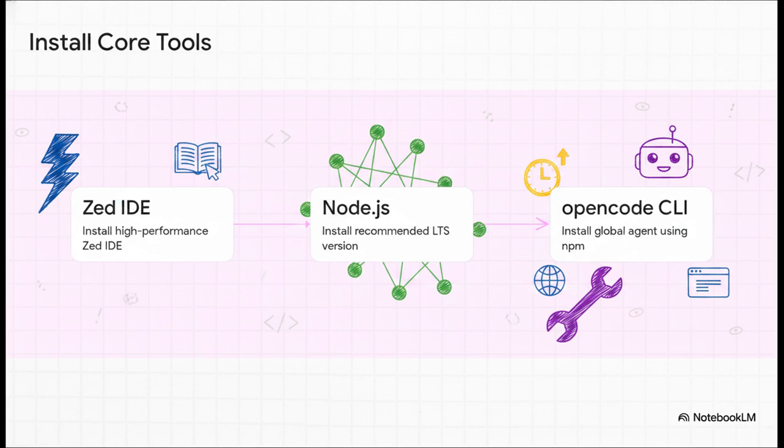Now, why Node? Well, because it's required to install our custom OpenCode command line assistant globally via NPM. OpenCode is the AI programming assistant that will be doing a huge chunk of the heavy lifting for you, so getting it installed globally is a strict prerequisite.